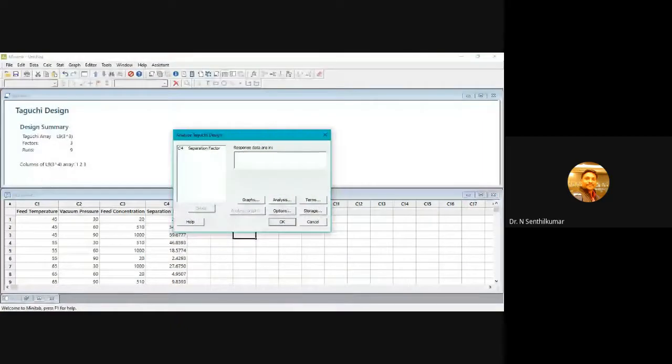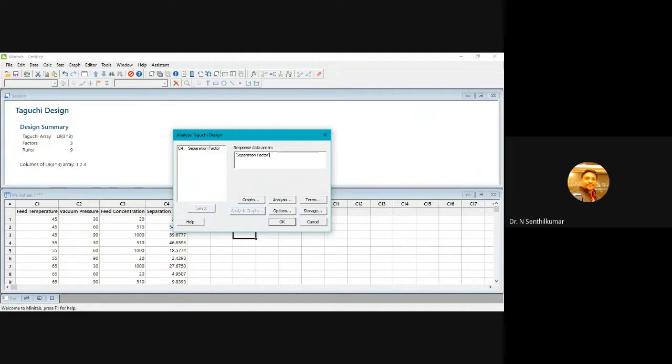Then Stat, DOE, Taguchi. Now I am going to analyze. So what are we going to analyze? The response data are in. Only one is shown. Why? Because I assigned the inputs as factors in the previous condition. So only the output will be here to select.